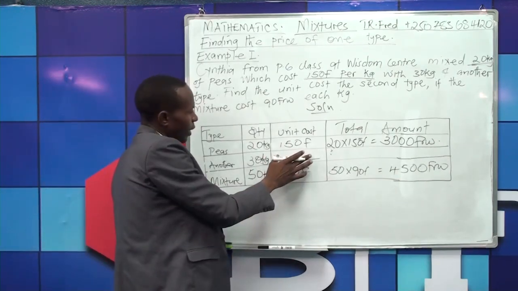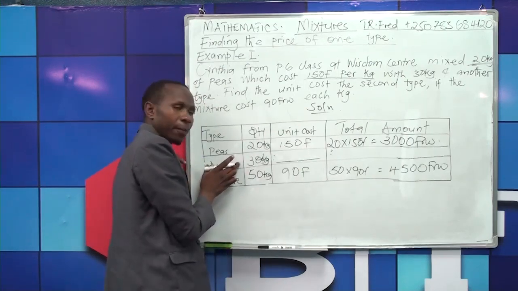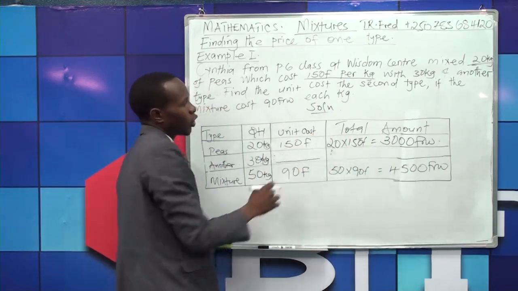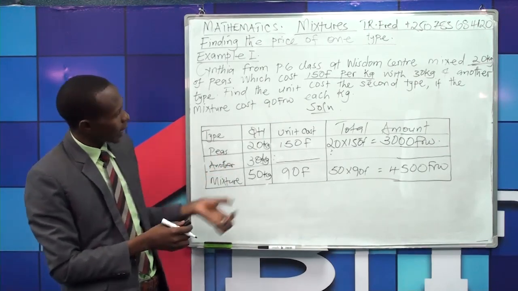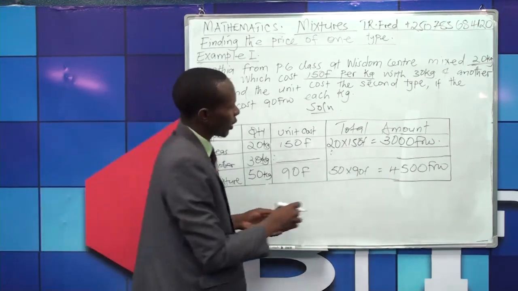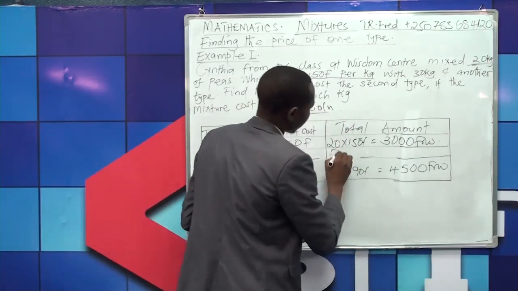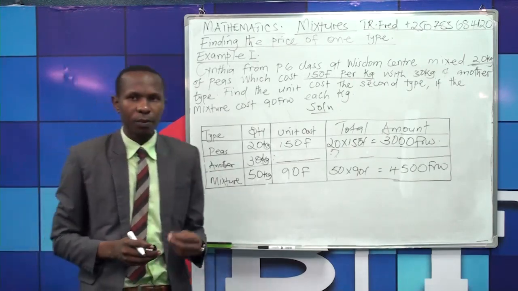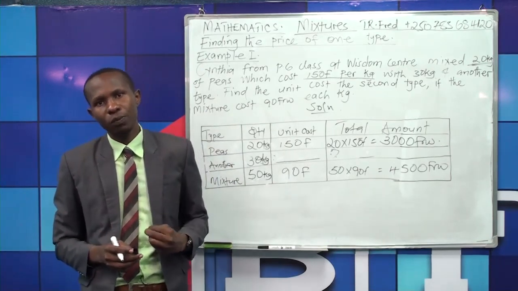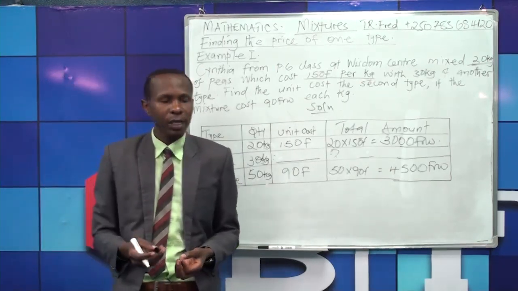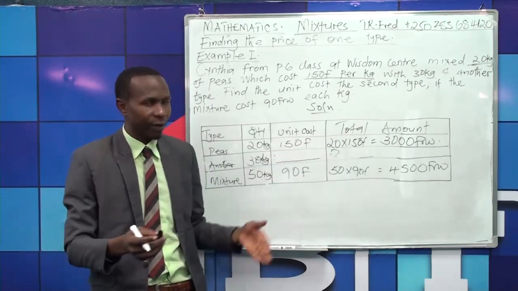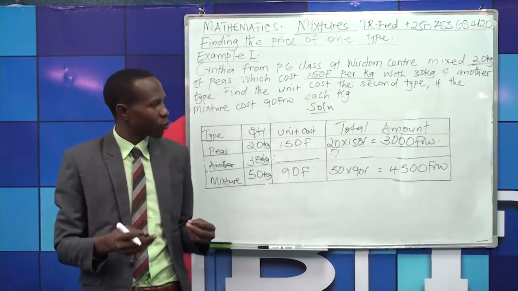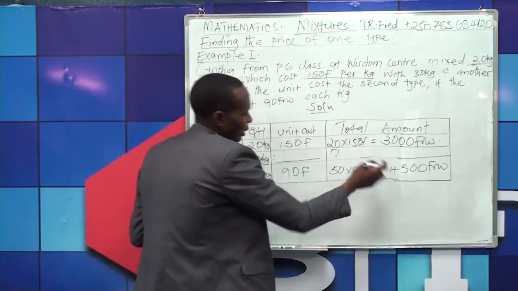For us to find the unit cost of another type, we shall first of all look for the amount which was spent on these 30 kilograms. And how are we going to find that amount? We know very well that this mixture is made up of only 2 types. If it was made out of 2 types, then one type is given, and the total amount spent on the mixture is also given.